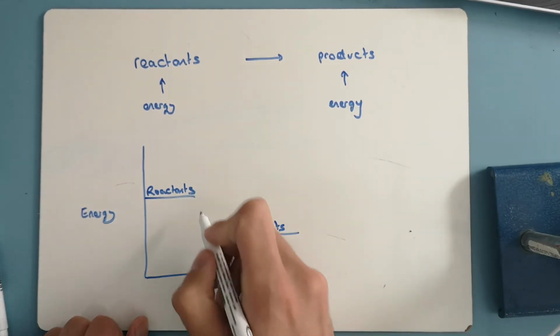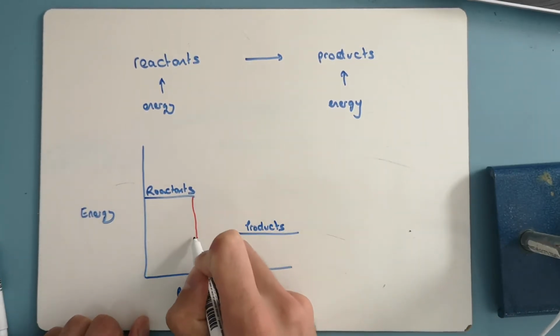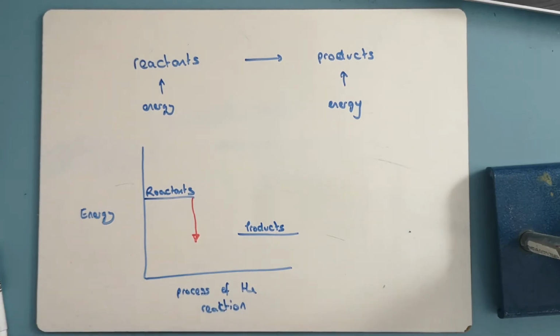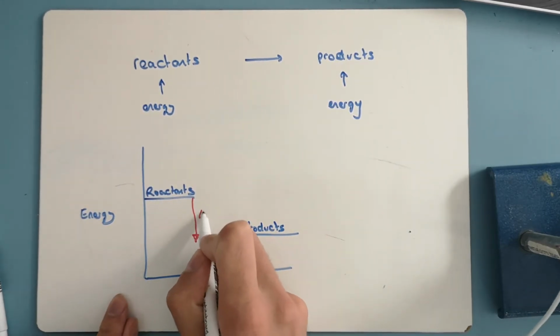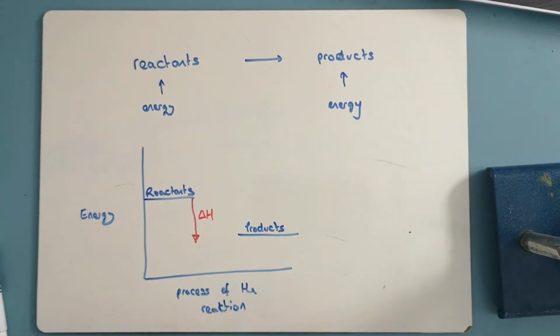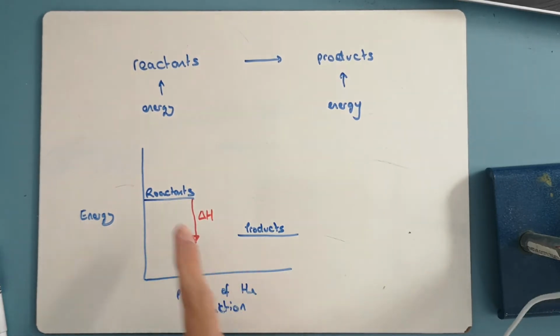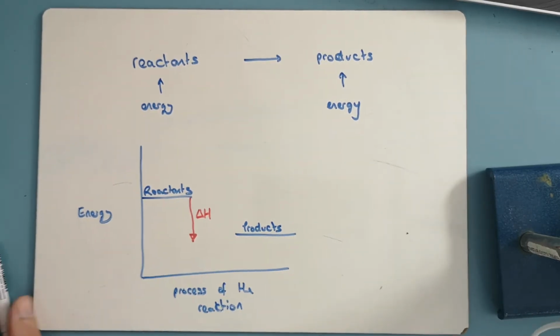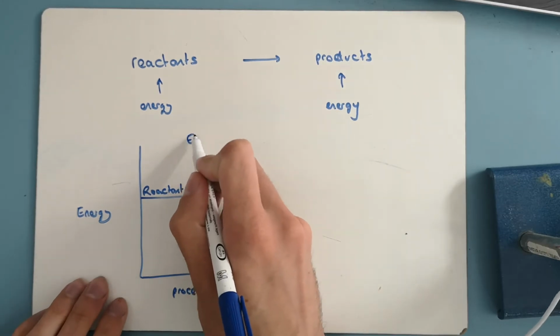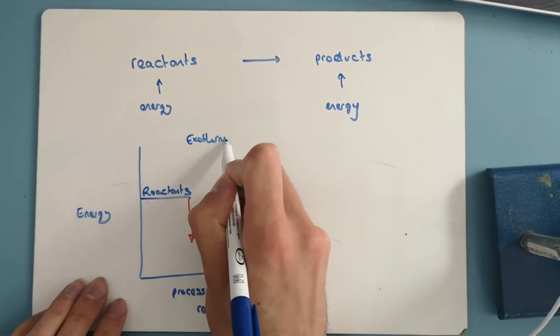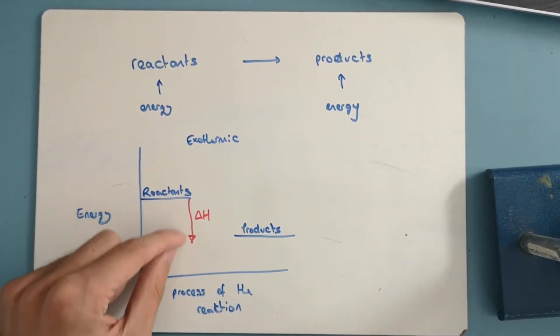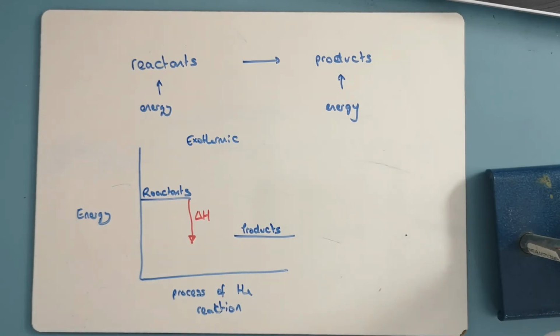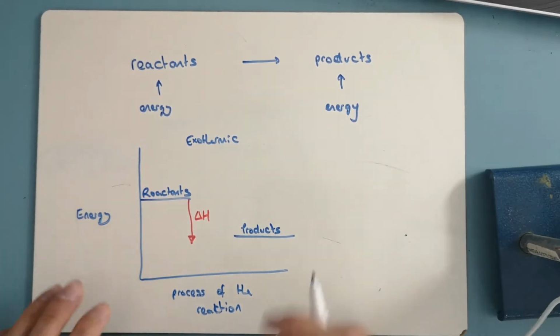And this difference between these two here, from here down to here, this amount of energy is known as the enthalpy change, or the amount of energy that's been lost in this case to the surroundings. And this shows an exothermic reaction. So this one will be exothermic. This amount of energy, this delta H, that has been given off into the surroundings.